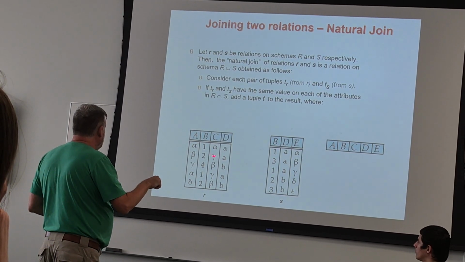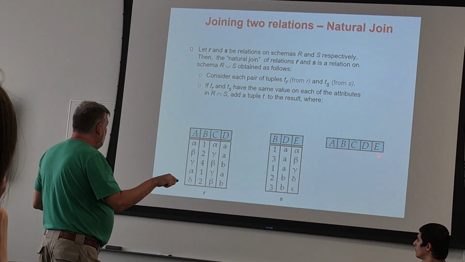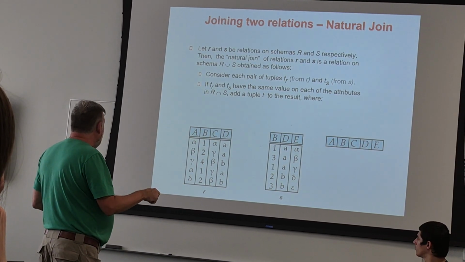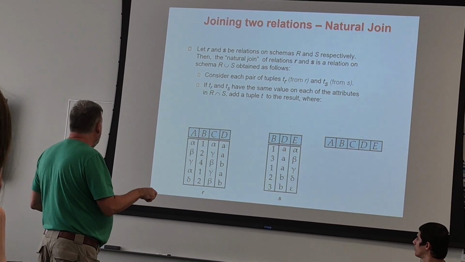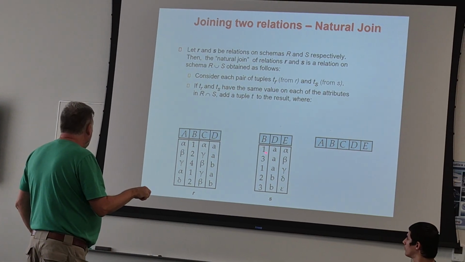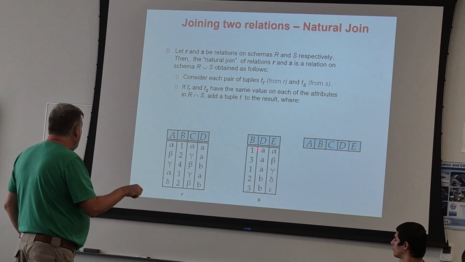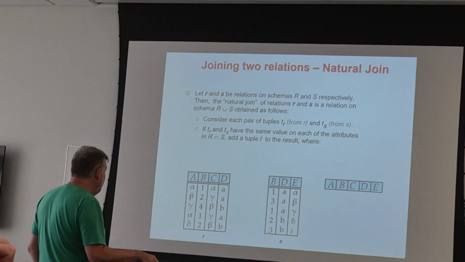only the combined rows from these two tables will go into this table that have the same values in columns B and D. So 1A and 1A, those two rows will be combined and that will be added there.